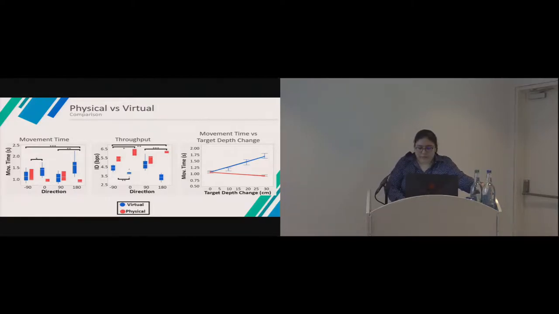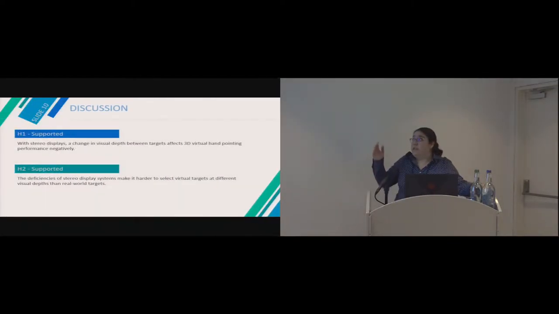So this makes us consider that our two hypotheses were supported, and you can see them here. Our first hypothesis is that stereo displays with a change between targets affect 3D pointing performance negatively, and that was supported. Our second hypothesis was that the deficiencies of stereo display systems make it harder to select virtual targets at different visual depths than real-world targets, and that was also supported.